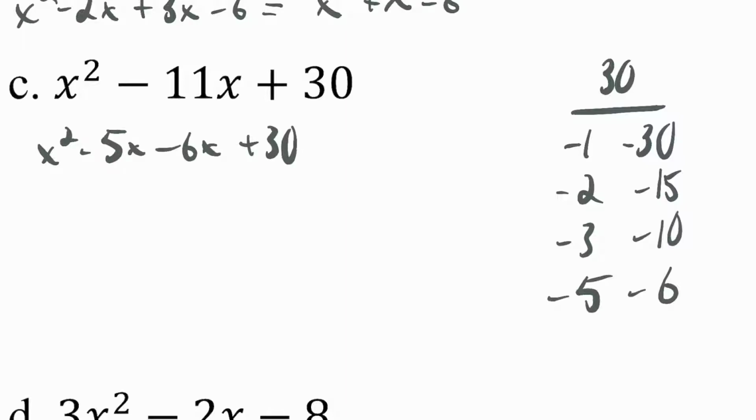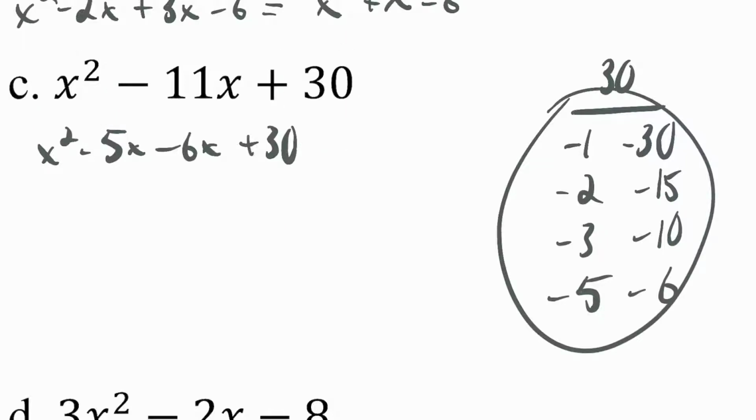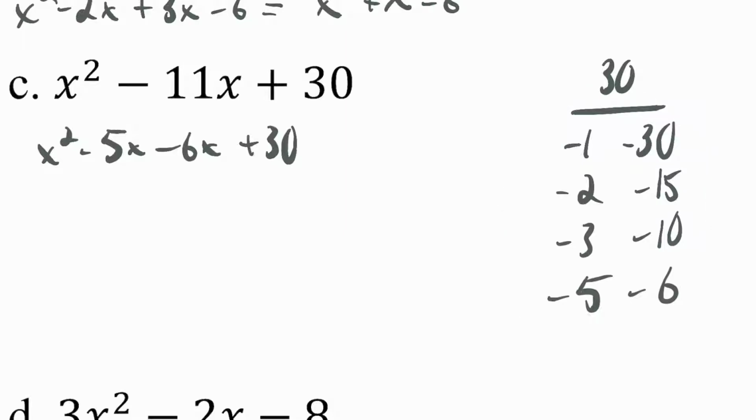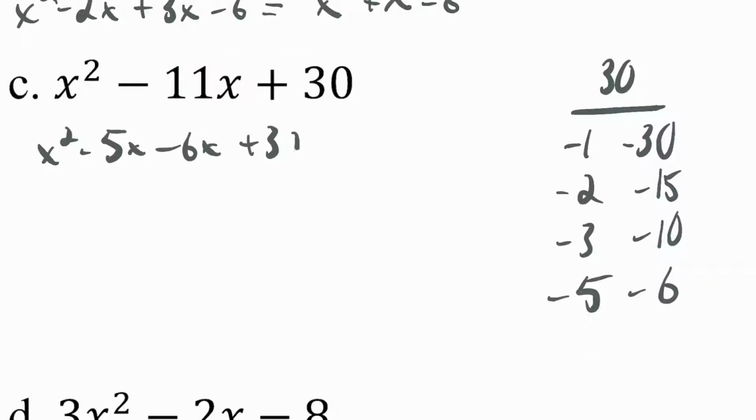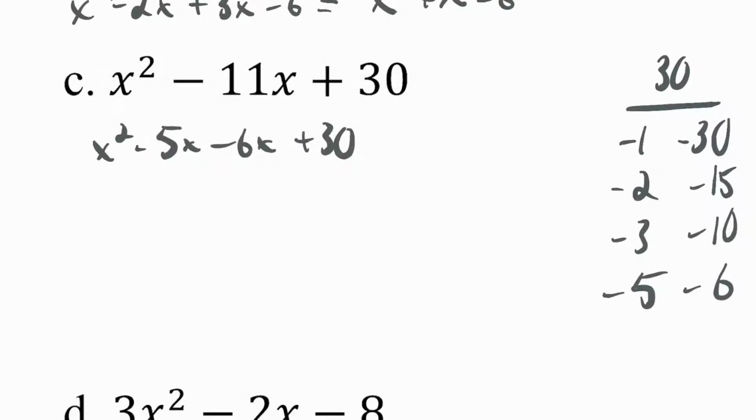I'm doing the AC method. So step one, identify the product of those two coefficients, 30 in this case. Step 2, make the list of factorizations of that number. Step 3, identify the pair that adds up to make that middle coefficient. Step 4, go ahead and rewrite your expression with that, breaking apart the middle term. Then I can factor by grouping.